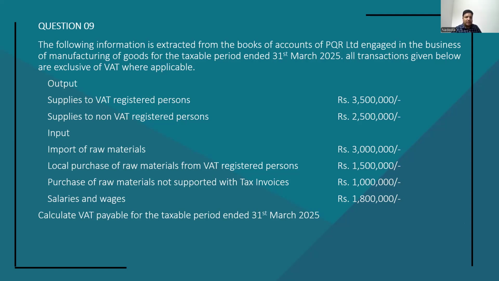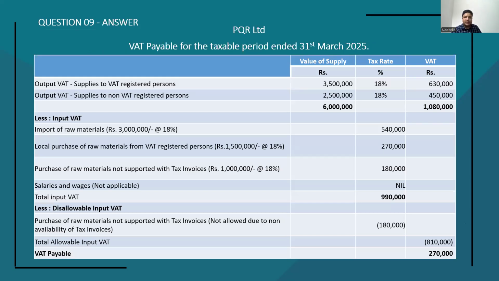Input: import of raw materials, 3 million. Local purchase of raw materials from VAT registered persons, 1.5 million. Purchase of raw materials not supported with tax invoices, 1 million. Salaries and wages, 1.8 million. You need to calculate the VAT payable for the taxable period ended 31st March 2025. I have given you the answer also.